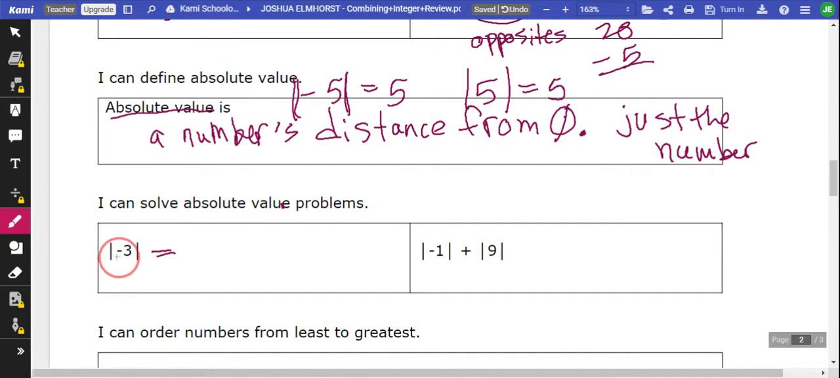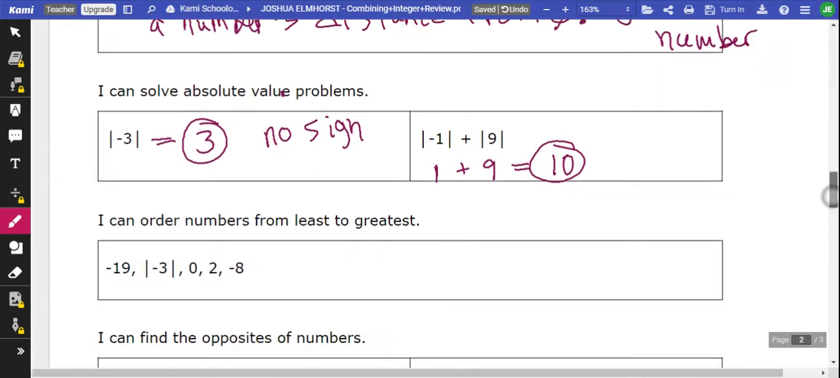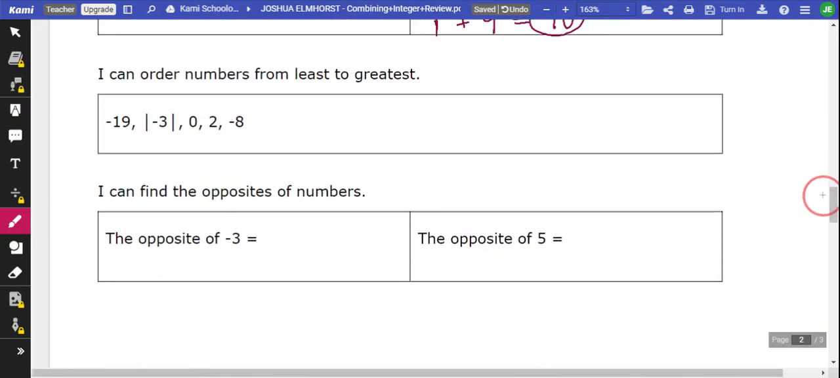So negative 3, the absolute value of 3 is just 3. So no sign. So the absolute value of negative 1 is 1. The absolute value of 9 is 9. So 1 plus 9 is 10. So negative 19, absolute value.